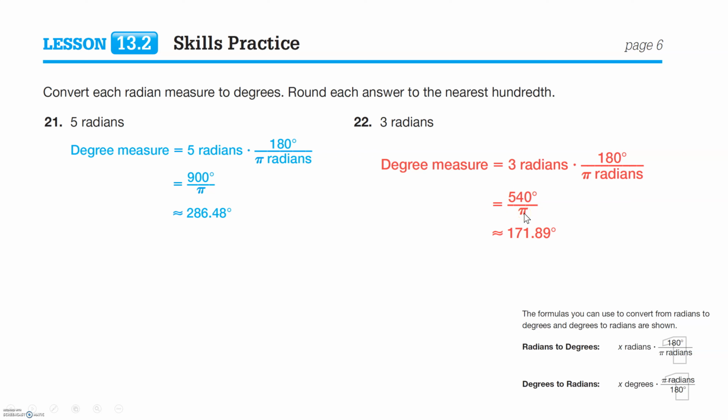You can just use your phone to do that, or you can use a graphing calculator. If you have one, you can download an app online, or you can simply use the computer calculator. And then you're gonna end up with an approximation of 171.89 degrees. And that's really it for this part.